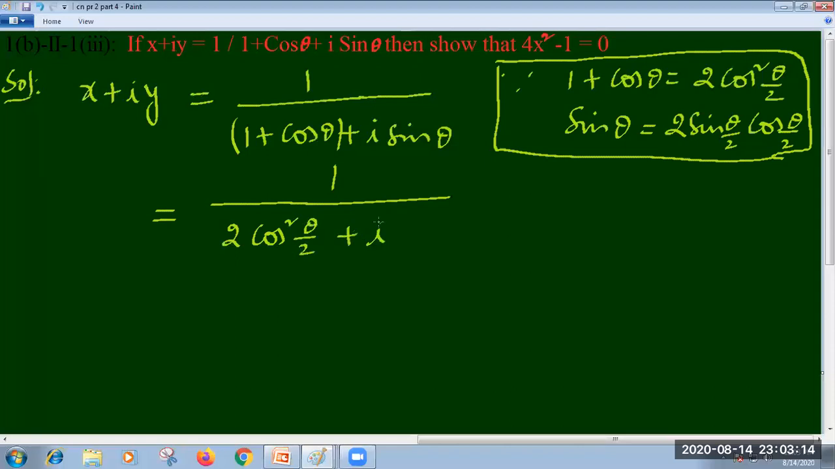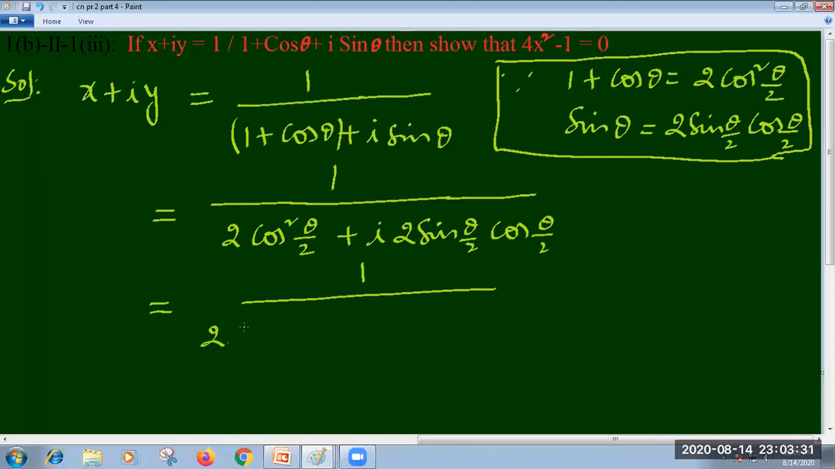So in place of sin theta, write 2 sin theta by 2 cos theta by 2 in the first step. So 1 by 2 cos theta by 2, I am taking common in the denominator. Taking 2 cos theta by 2 common in the denominator, cos theta by 2 plus I sin theta by 2 remains.